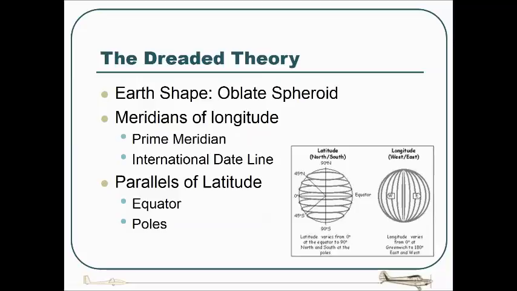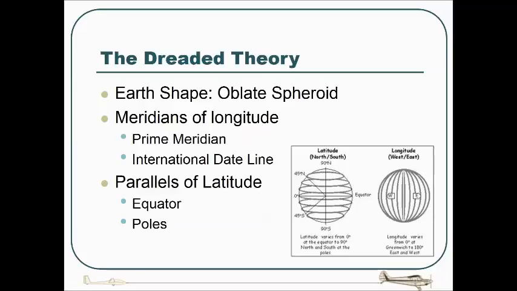So, we're going to start off with the Earth. No, guys, it's not flat. Sorry. It's not a sphere either. It's actually an oblate spheroid. So it's kind of like egg-shaped a little bit. It's squished a little bit at the poles. It's a little bit wider at the equator. So the true name of it is oblate spheroid.